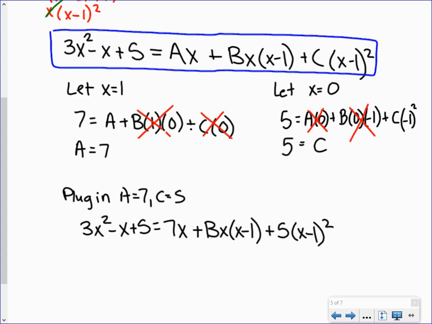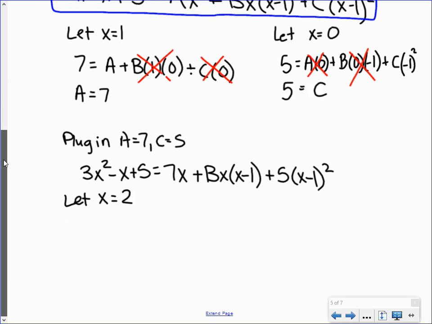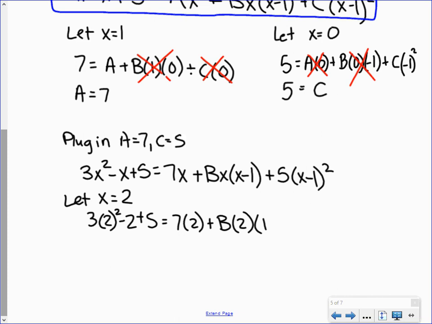It changes. We've already let x equal 1 and let x equal 0. So now let's let x equal what? 2. Okay, fine. X equal 2. I'm okay with that. Because if we let x equal 2, then the only thing that will be unknown is b. So let's see what happens. Okay, I'm going to have to write this one down. 3 times 2 squared minus 2 plus 5 equals 7 times 2 plus b times 2 times 2 minus 1 is 1. And then plus 5 times 2 minus 1 is 1 squared.